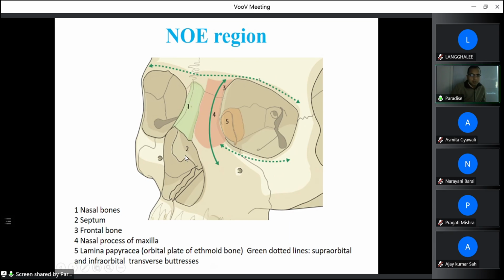Another structure is the nasal septum. It is made up of cartilage. This is a part of the frontal bone. This is also known as either the frontal process of the maxilla or the nasal process of the maxilla. It articulates with the frontal bone. This is the lamina papyracea. It is a part of the ethmoid bone. It forms the medial wall of the orbit. Okay.